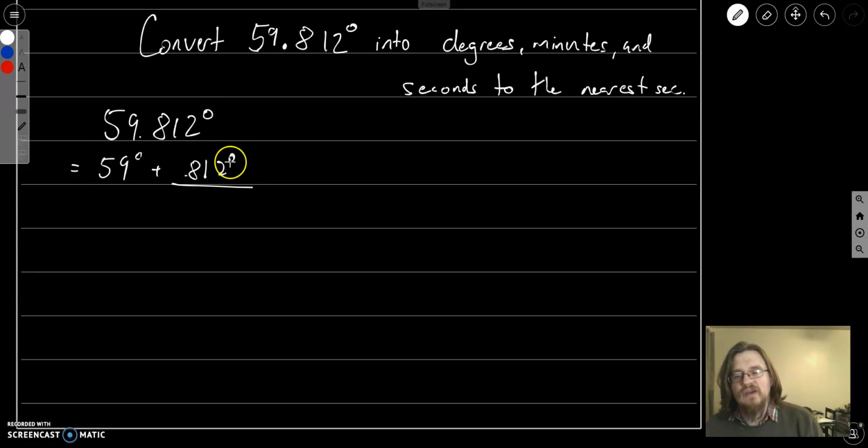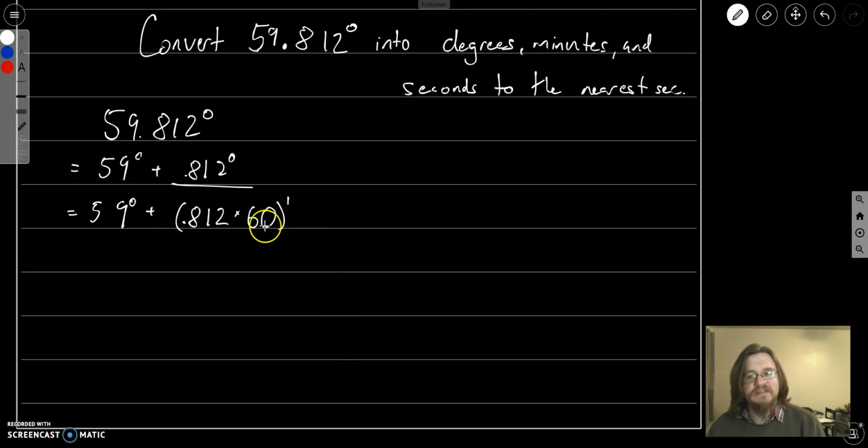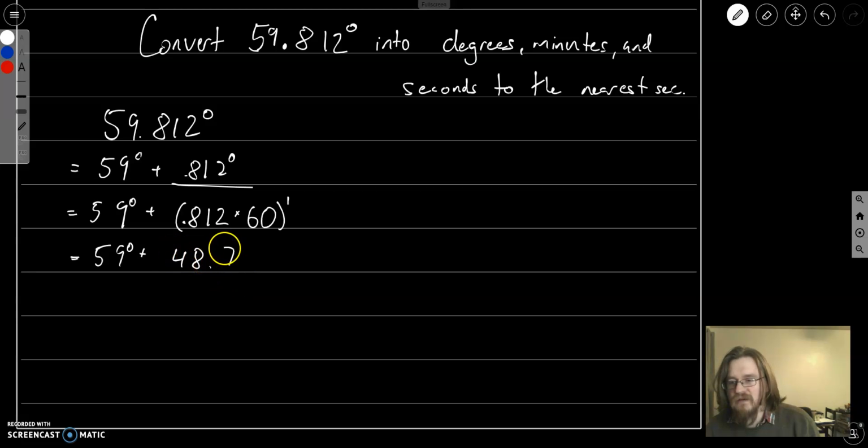But 0.182 degrees, that isn't quite 1 degree. So I'm going to convert this into minutes. So how many minutes is this? The way to convert degrees into minutes is we're going to multiply by 60. Again, this is going to be 60 minutes per degree. So overall, this is how many minutes I'm going to have. If I do this calculation, again, I just have to plug it into a calculator. We get 48.72.